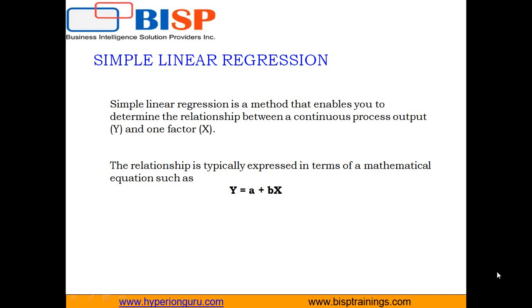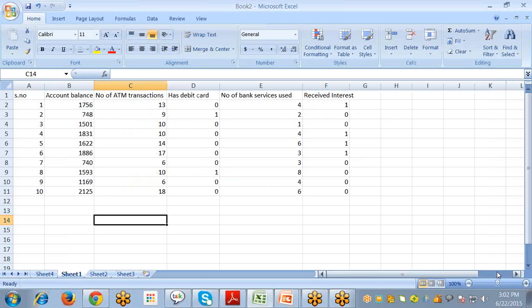Okay, so I'm trying to explain it with the help of an example in Excel. How does this calculate in Excel? So this is our data. Here is the account balance for all the accounts, and there is the number of ATM transactions. That means how many transactions have been done from this account.